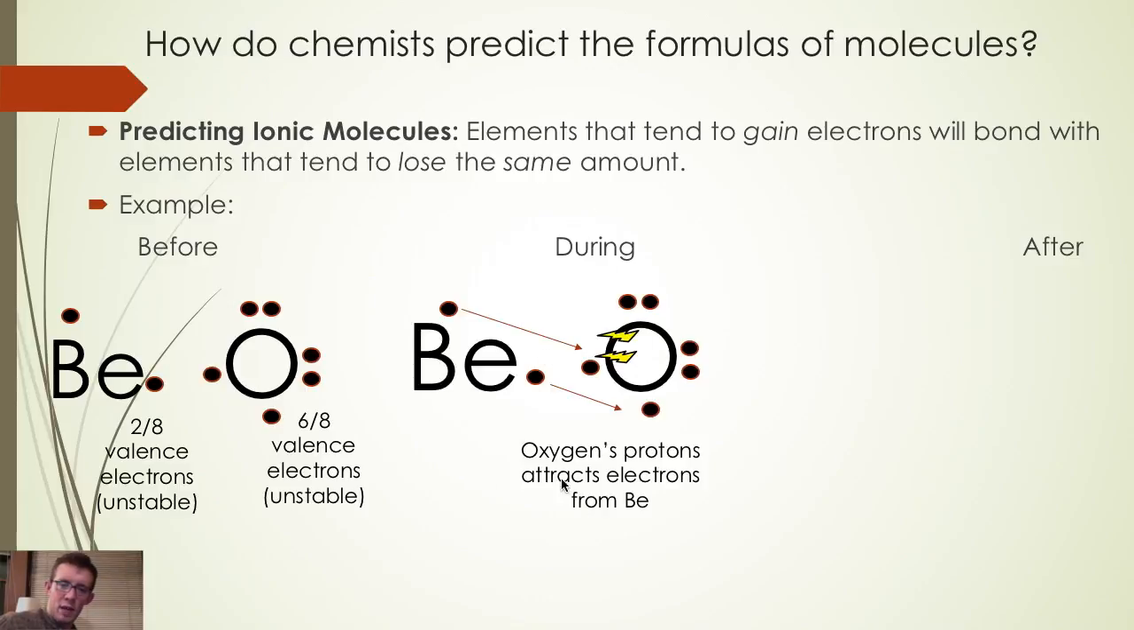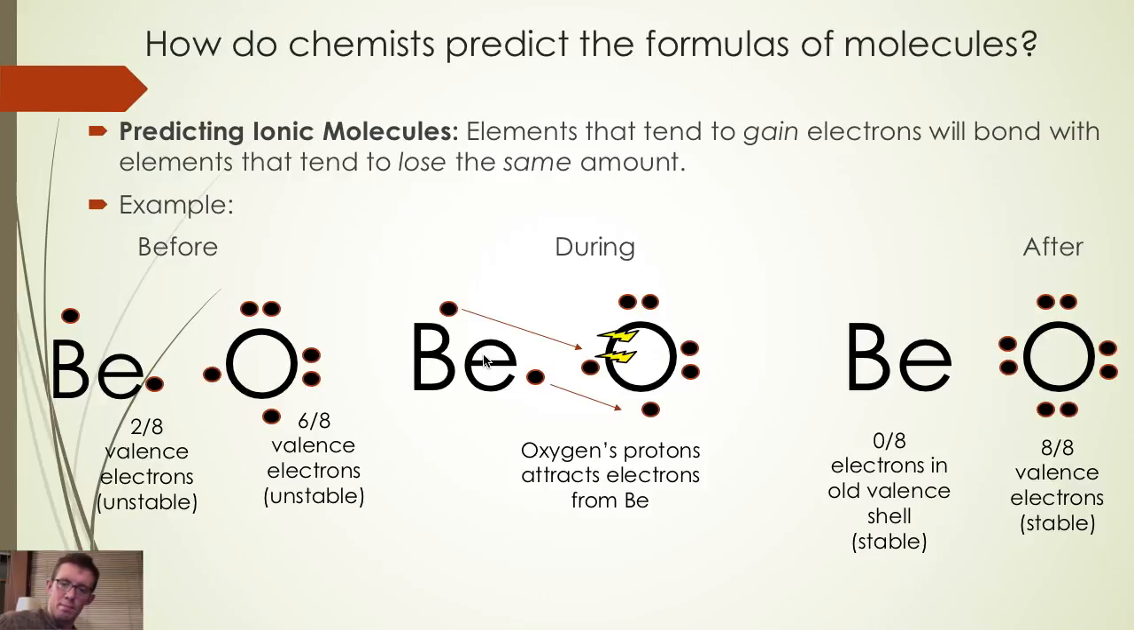So during the process of bonding, oxygen would attract these 2 electrons away from beryllium. And afterward, oxygen would have a filled octet of valence electrons. It would have 8 valence electrons, whereas beryllium's old valence shell is now completely empty, and beryllium would have a stable electron configuration.